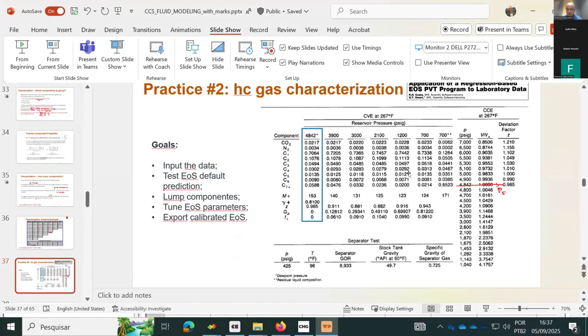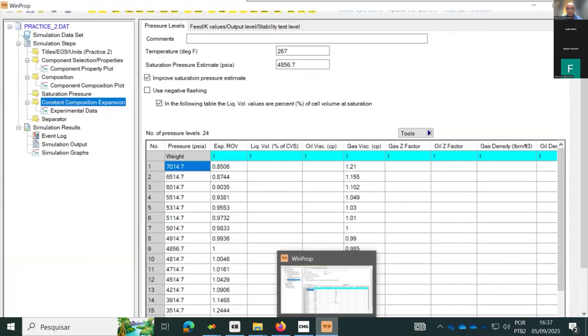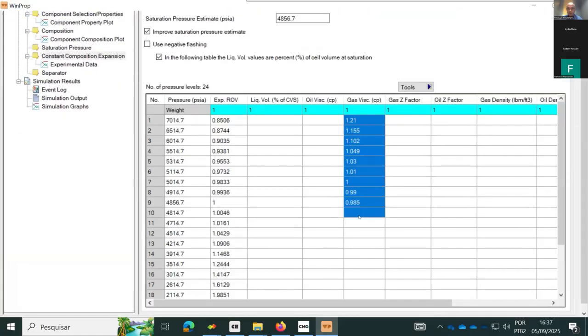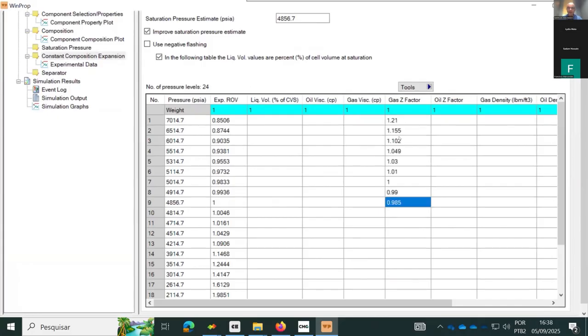The gas viscosity. Where is the gas viscosity? I think I forgot to paste the gas viscosity here. I think you have pasted the gas viscosity with the gas Z factor in gas viscosity. Oh, okay. Oh, thank you. Yeah, this is the Z factor. Thanks, Sada.